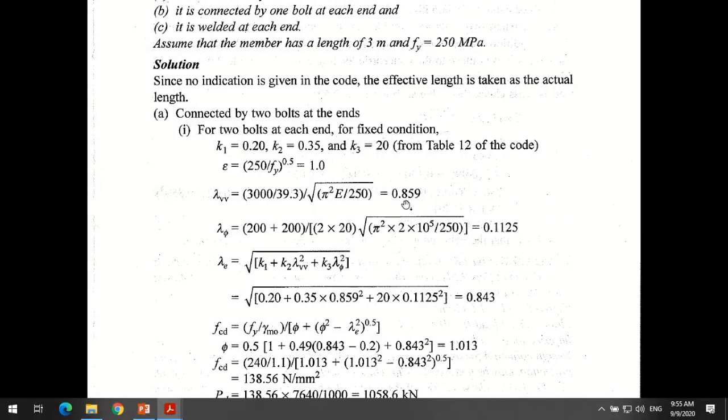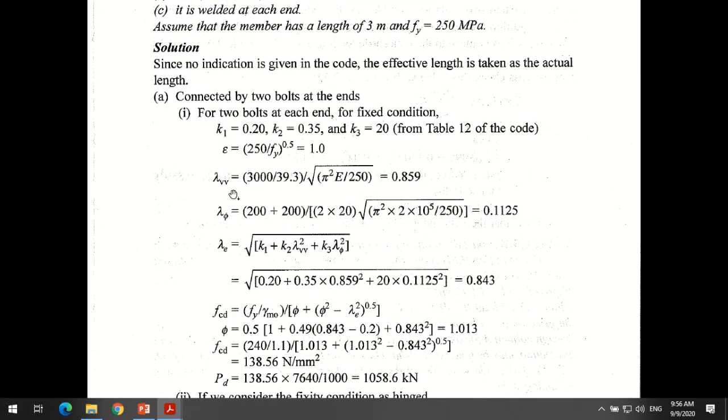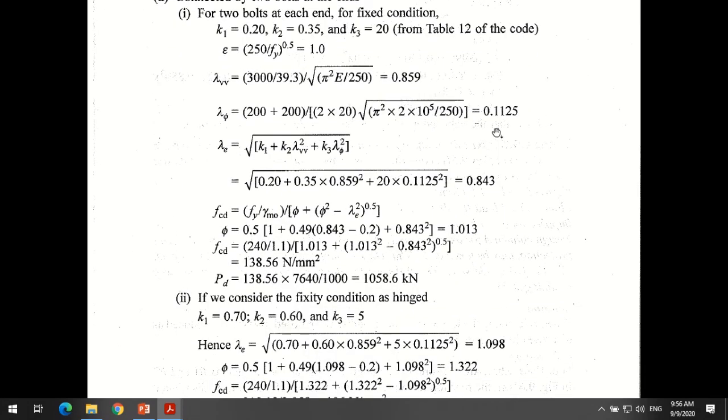So this is 0.59, and lambda phi is (b1 plus b2) upon 2t divided by epsilon into the square root of pi square E by 250. This comes out as 0.1125 in this particular case. On obtaining lambda vv and lambda phi, the equivalent slenderness ratio lambda e is the square root of k1 plus k2 into lambda vv square plus k3 into lambda phi square. So this lambda e equivalent slenderness ratio value is 0.843.